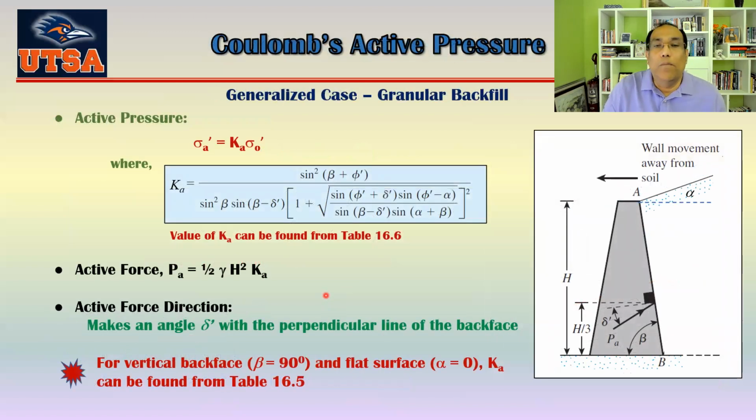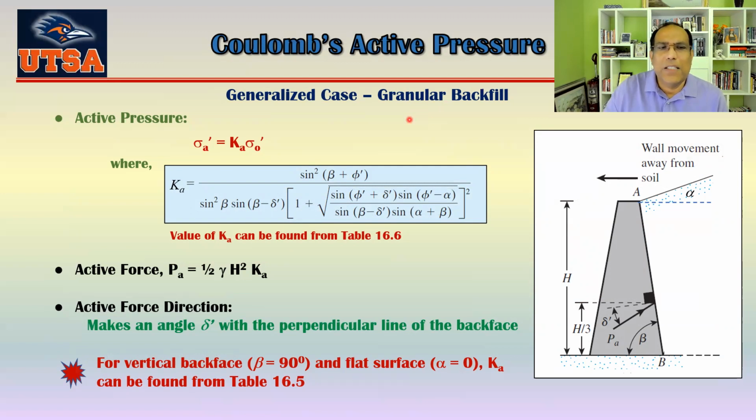Now let's talk about Coulomb's method. Coulomb's method is a little bit different because Coulomb's assumes that there is friction between the soil and the wall. In that situation, the generalized case for granular backfill, one more time, Coulomb's method cannot be applied for CP soil. It's only for granular soil, not clay soil, and cannot be used for a mixture of clay and sand soil. It's only for granular backfill.